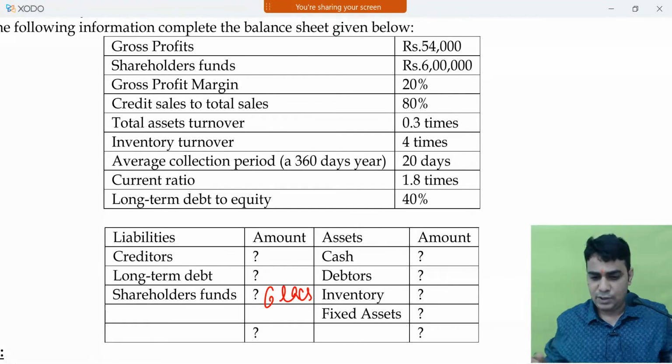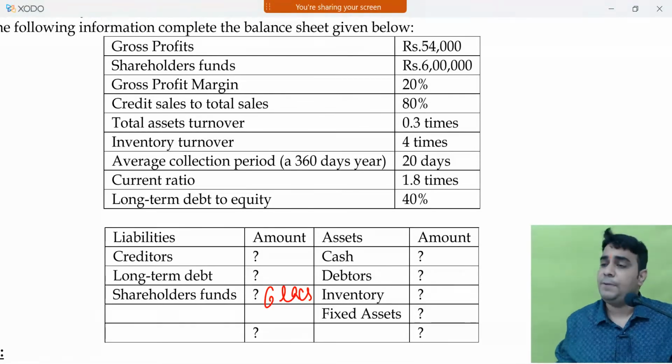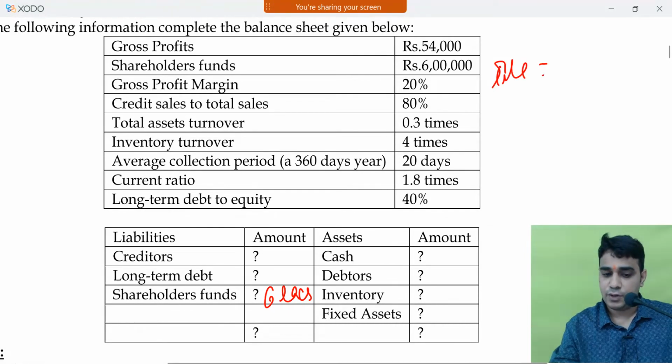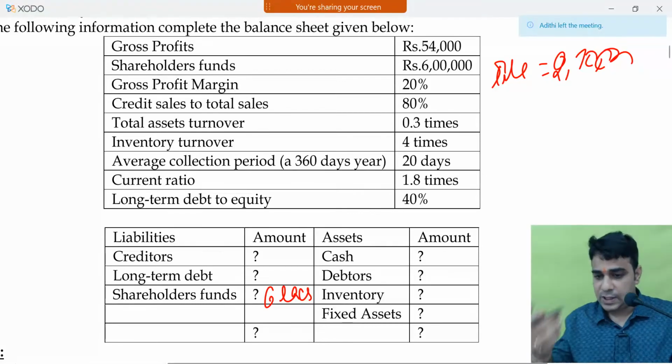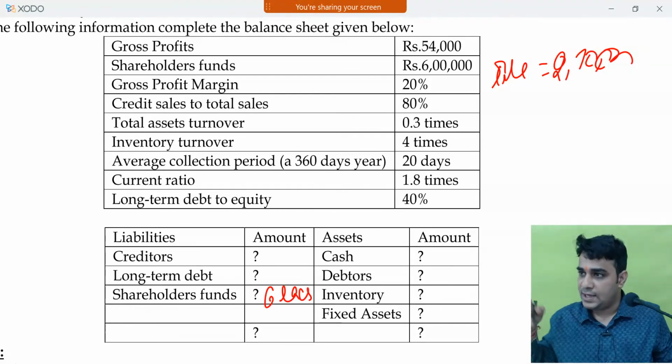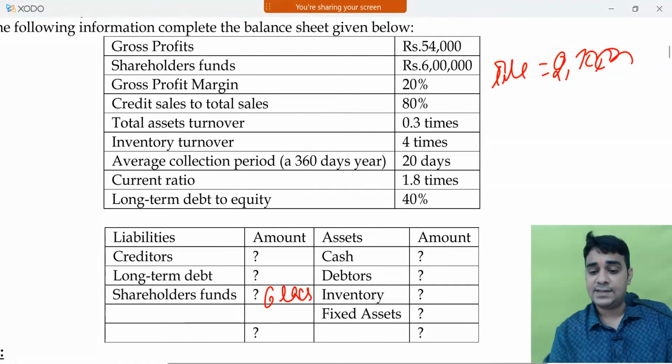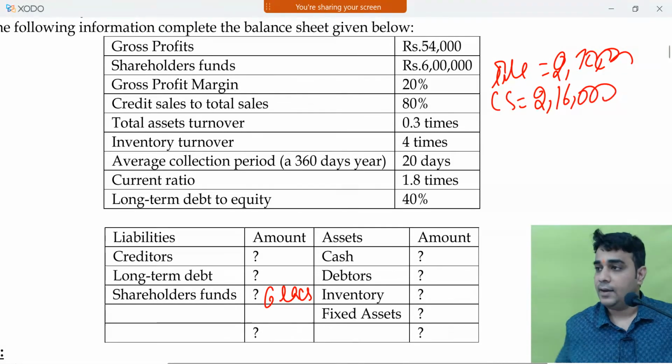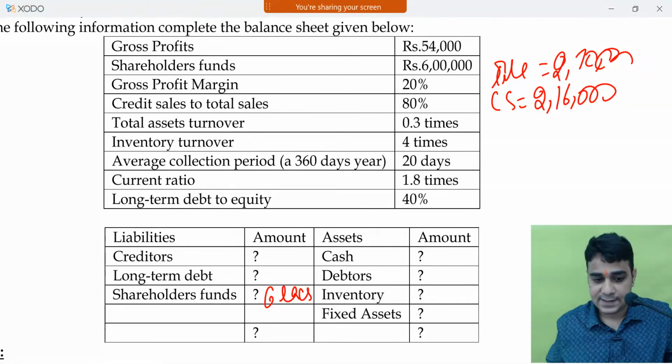GP is 54,000. See, your mind should start registering things. GP margin is 20%. This should help you in calculating something. What will you calculate? Sales is how much? 2 lakh 70. Your mind should start registering that way. GP is there, GP margin is there, so sales is 2,70,000. Credit sales is 2,16,000.